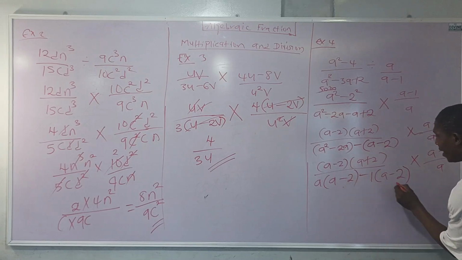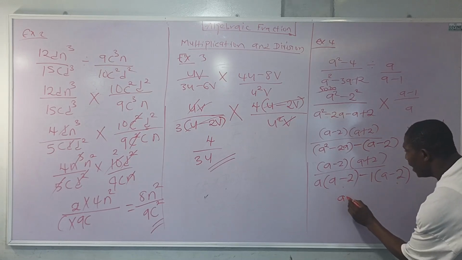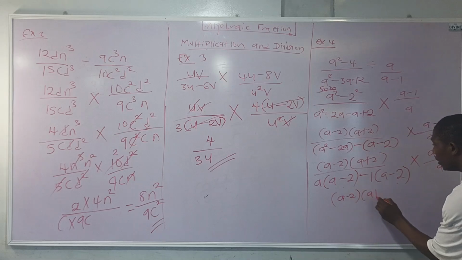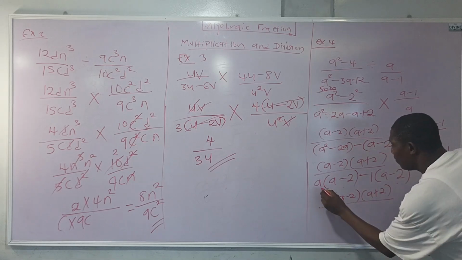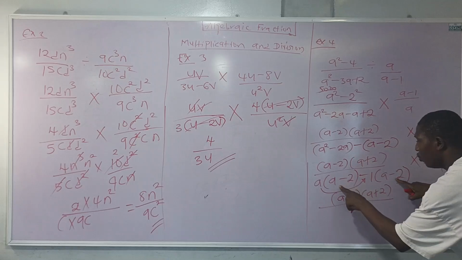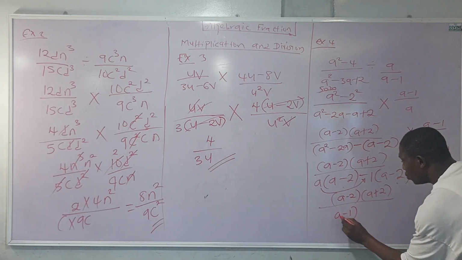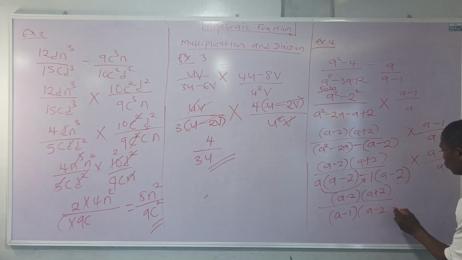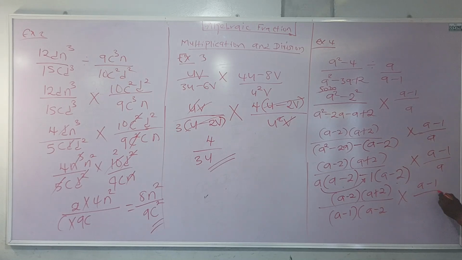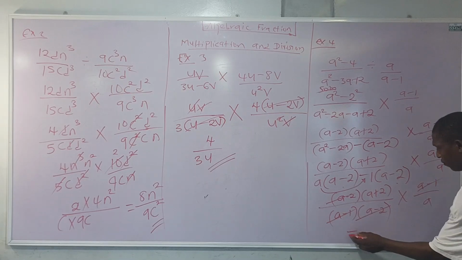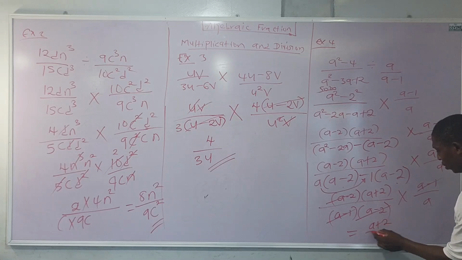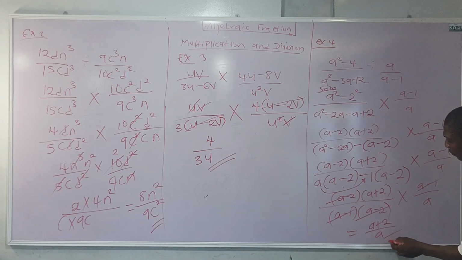Now you can see these 2 brackets are the same. So you simply have a minus 2, a plus 2, all over. You pick this attached to this and you pick one of the 2 brackets, giving a minus 1 bracket a minus 2 times a minus 1 all over what? a. A minus 2 simply can cancel a minus 2. A minus 1 cancels a minus 1. And we are left with our final answer as a plus 2 all over what? a.